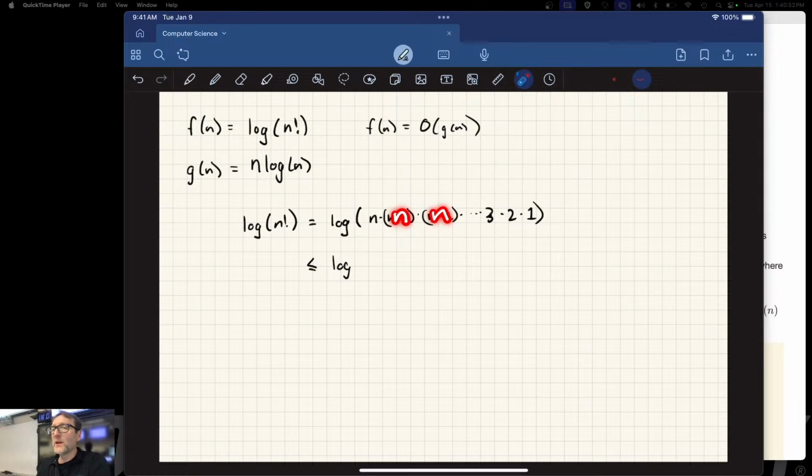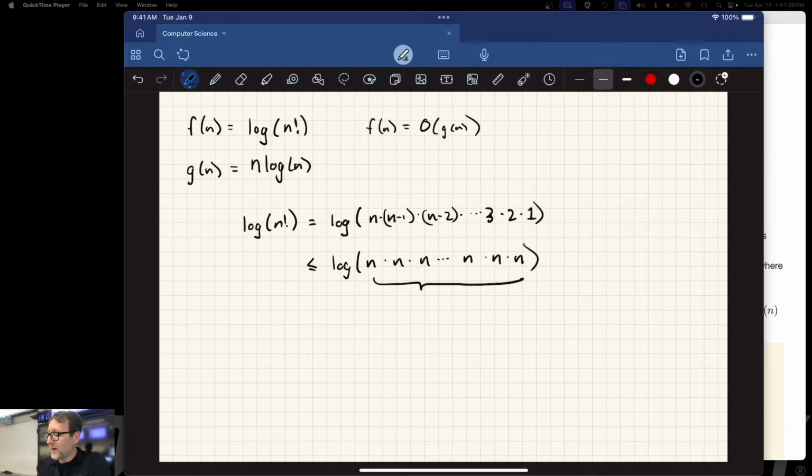I could do the same thing for the third term, the fourth term, et cetera. I could change them all into n's: n times n times n. Now, how many n's are there in there? N of them. There are n n's here. So that's equal to log of what? N to the power of n.